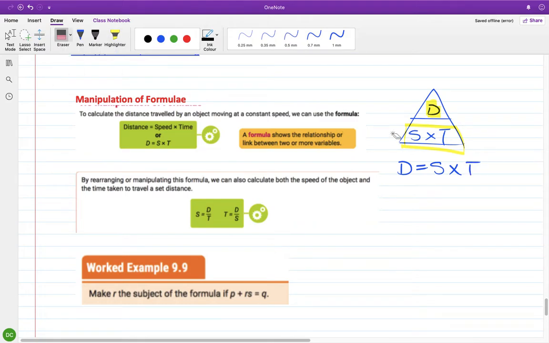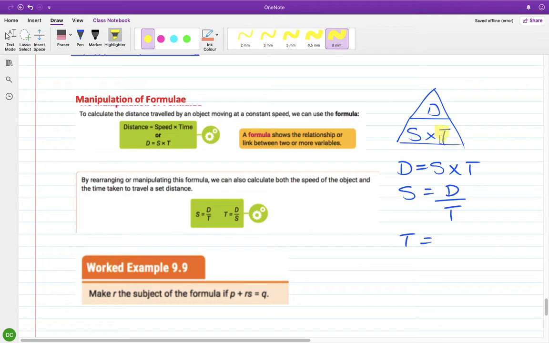If I wanted a different version of that, let's say I wanted to know what speed was, then I'd cover speed, and you can see that it's distance on the top and time on the bottom, so that would become distance divided by time. Or if I wanted time, I would use my finger to cover time, and you can see that what's left is distance on the top and speed on the bottom. So that is distance divided by speed.